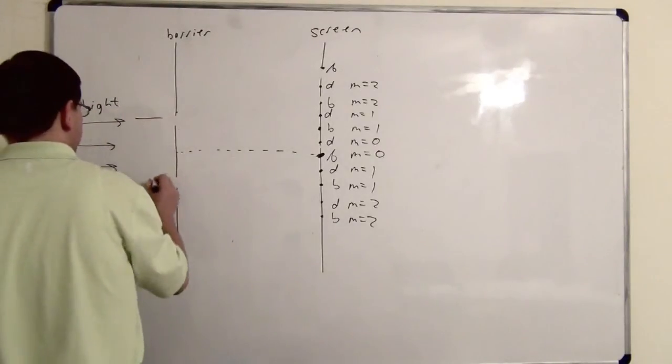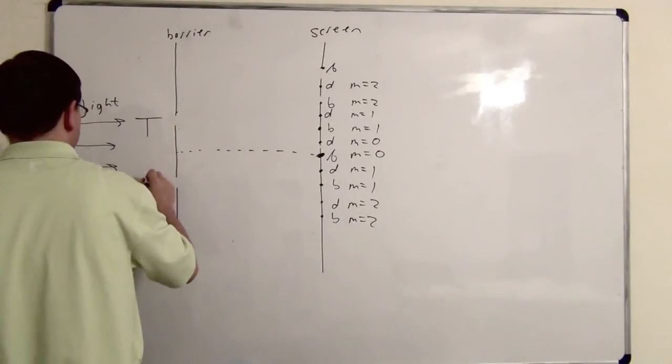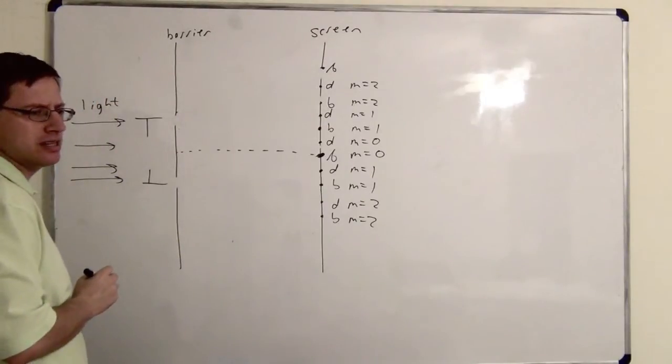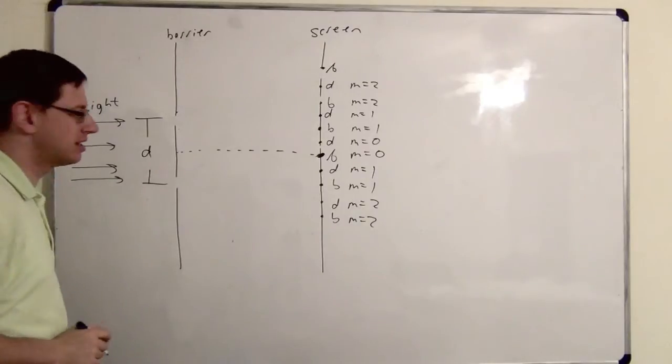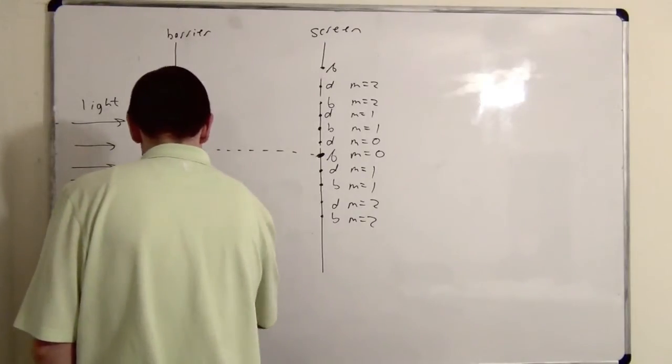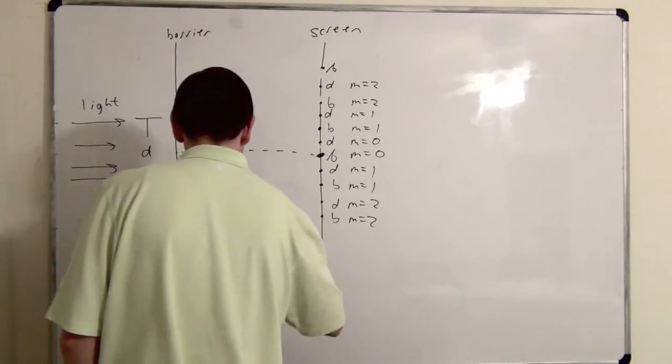Did you pick up from class or from the videos, what do we call this distance? What's the symbol for that? Did you pick that up? D. That's right. D for distance. Do you happen to remember what we call this distance? L. That's right. Good.